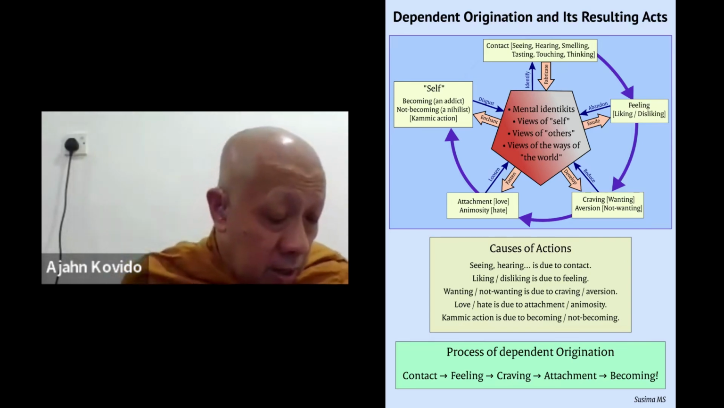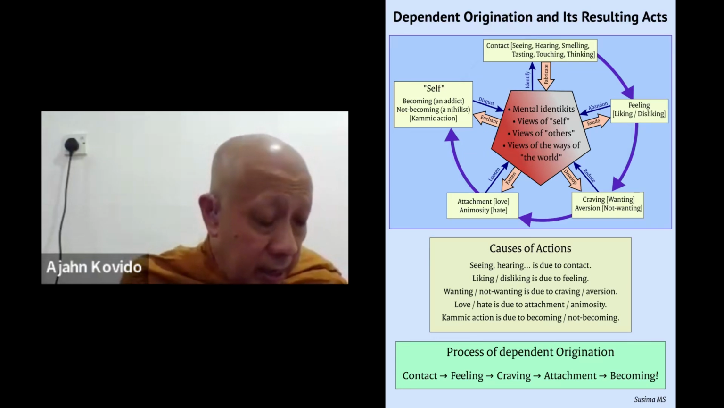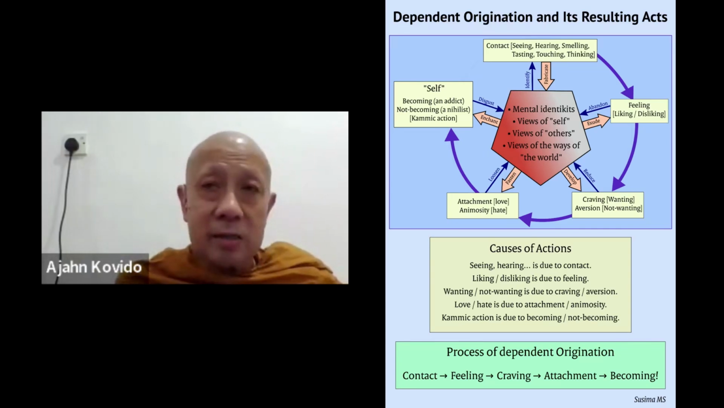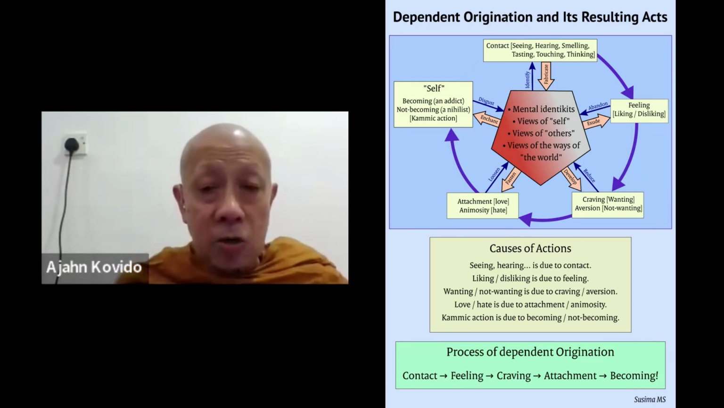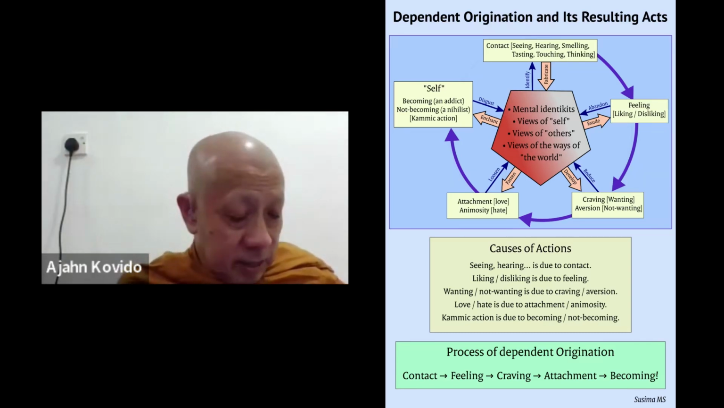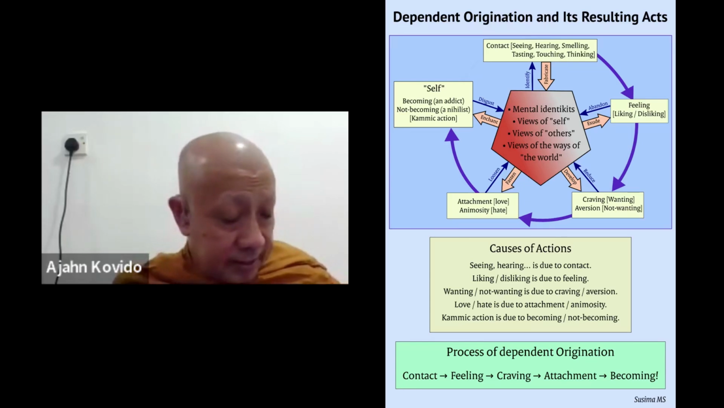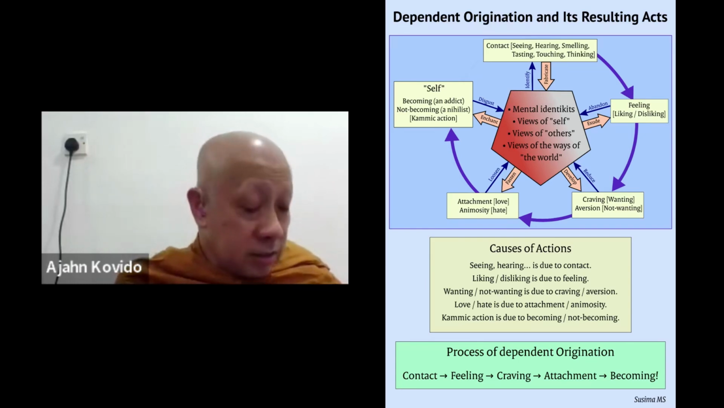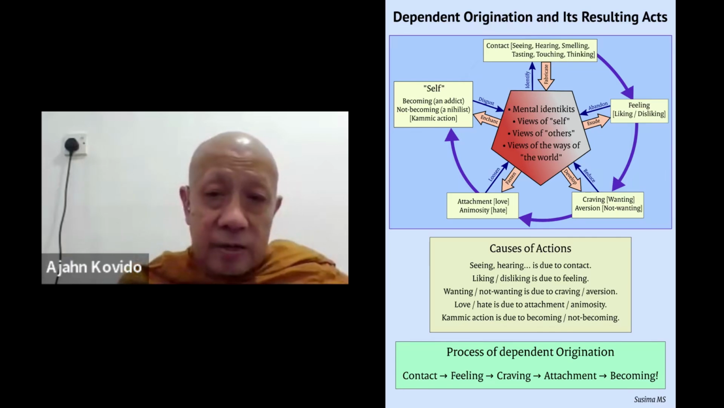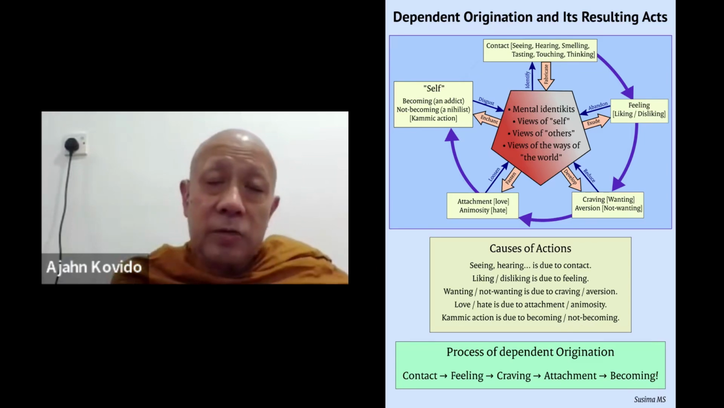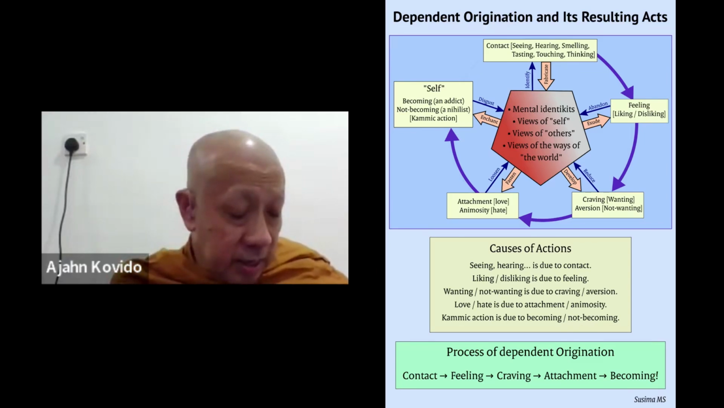So when we see, hear, smell, there is already contact. When we have liking or disliking, we have a feeling for it. Usually it is automatic from contact. And when we want or do not want, that means we have a craving or aversion to it. When we have this love and hate, we have reached a point of attachment and animosity.